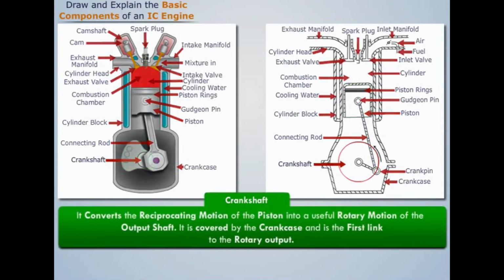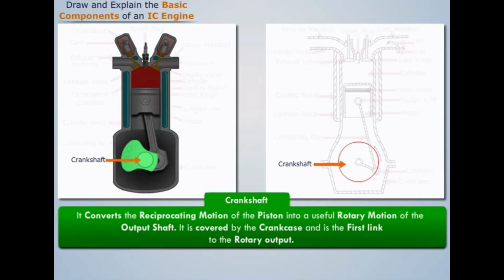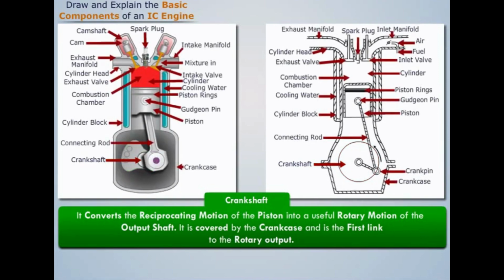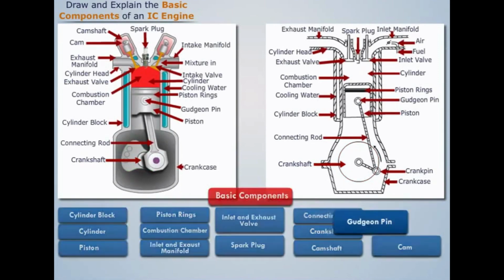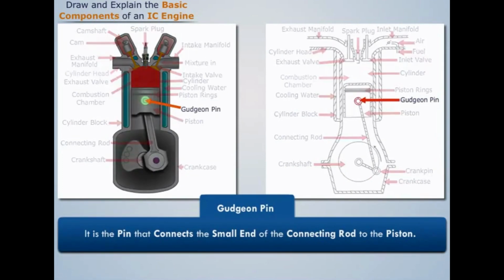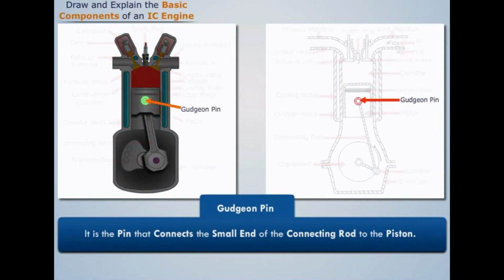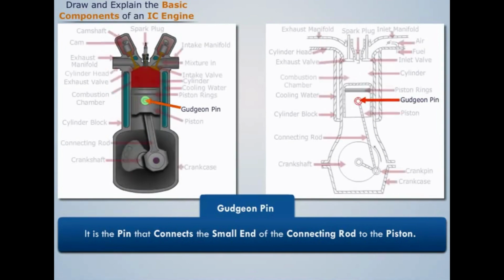Crankshaft converts the reciprocating motion of the piston into a useful rotary motion of the output shaft. It is covered by the crankcase and is the first link to the rotary output. Gudgeon pin is the pin that connects the small end of the connecting rod to the piston.